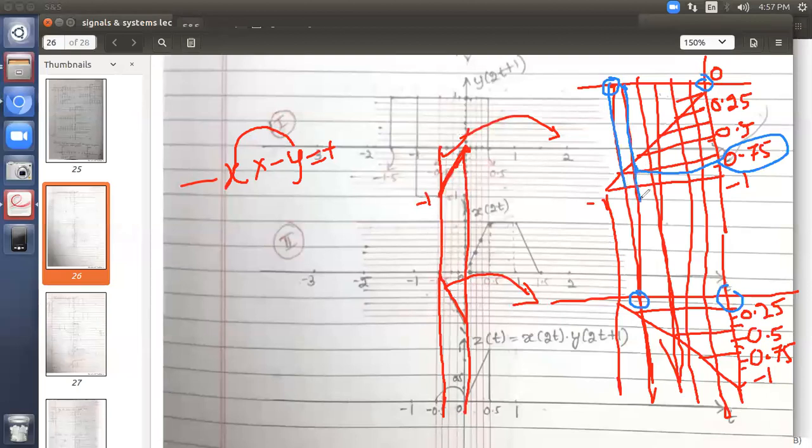If you again drag this, check what the amplitude is here. 0.25. One is a bigger value, one is a smaller value, because one slope is increasing and one slope is decreasing.